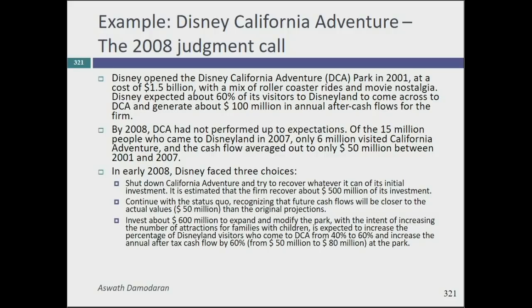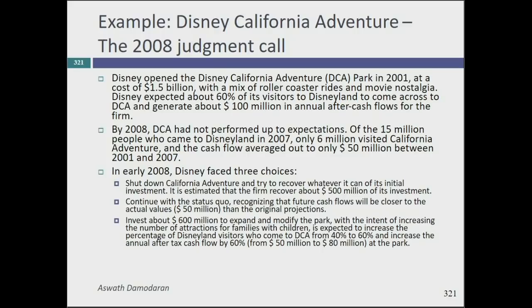In 2008, their estimate was about $600 million to put in new things that might attract visitors, because one of the problems with the original California Adventure was there were very few attractions for young kids. So they said, if we spend $600 million, put in more stuff, maybe more people will come in. Let's say in 2008, with the revised expectations, if they put in $600 million, they could expect to increase the cash flows from $50 million to $80 million. Those are the 3 choices.